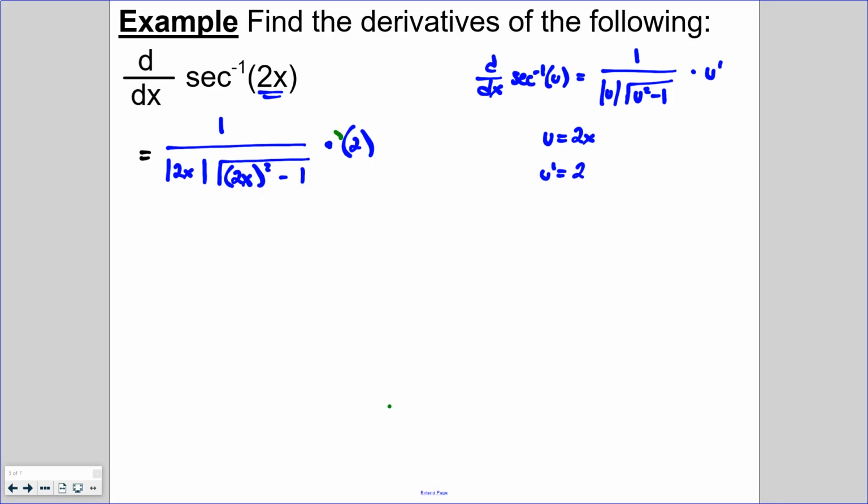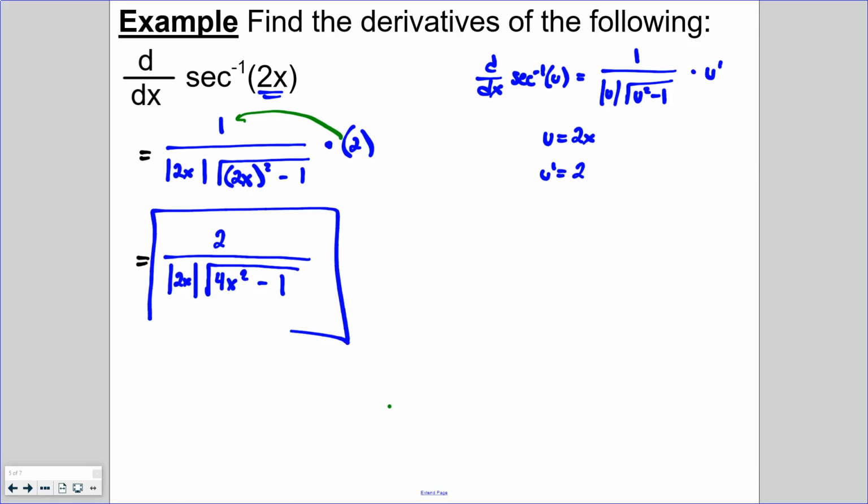But again, we want to take the 2 and multiply it to the numerator. And then that's going to give us 2 over the absolute value of 2x times the square root of, and then we have to do 2x squared, which is going to become 4x squared, and then minus 1. And then that is our derivative. If we really wanted to be fancy, which, I mean, we do, come on, let's show off a little bit, we could take this a couple more steps further.